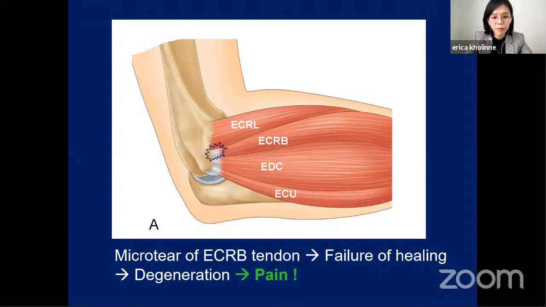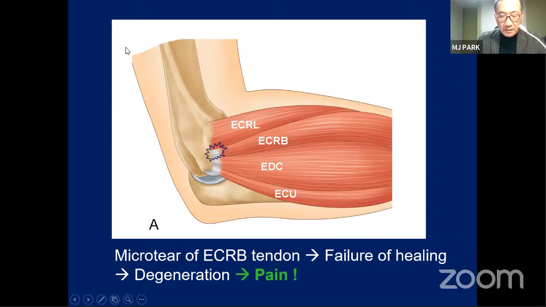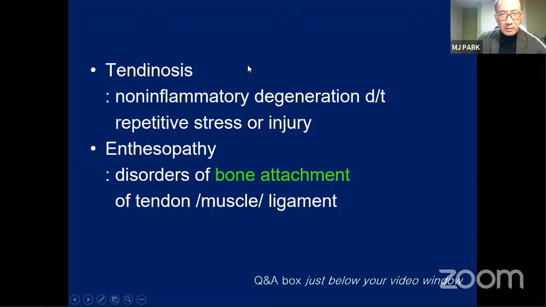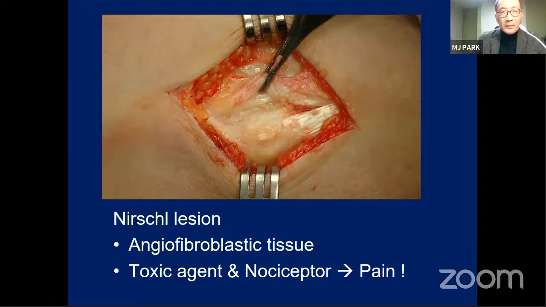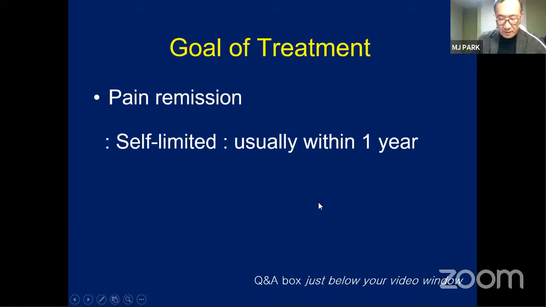Lateral epicondylitis can be defined as an ECRB tendon microtear, resulting in failure of healing and degeneration. It's a kind of tendinosis, or it can be called enthesopathy, which is a disorder of the tendon-bone junction. Pain is the essential problem, or maybe the only problem, and is induced by the neural lesion, known as angiofibroblastic tissue containing toxic agents and abnormal pain receptors. The goal of treatment is only one: pain remission.